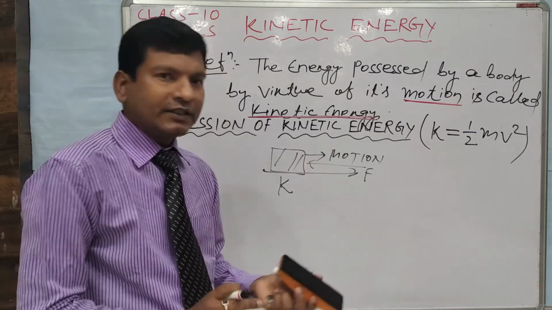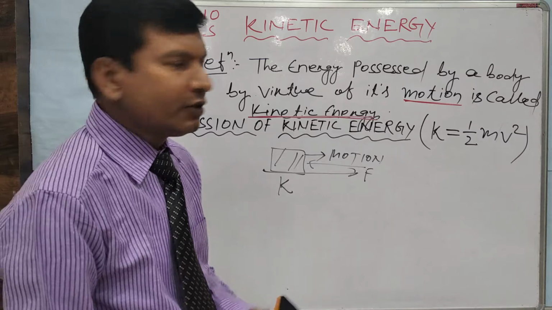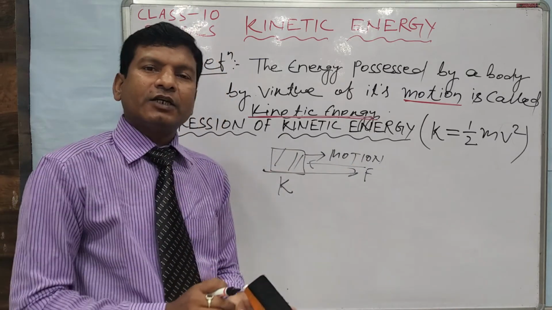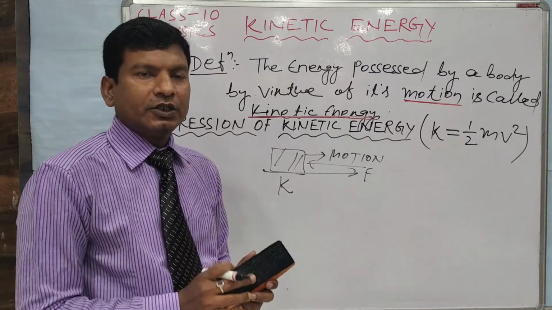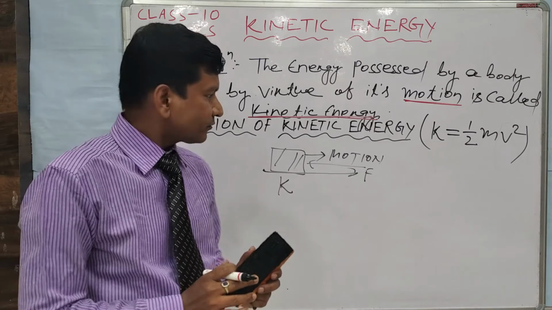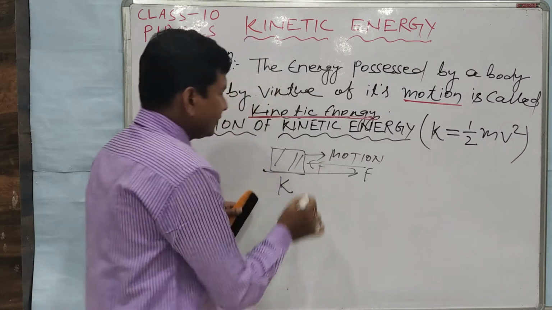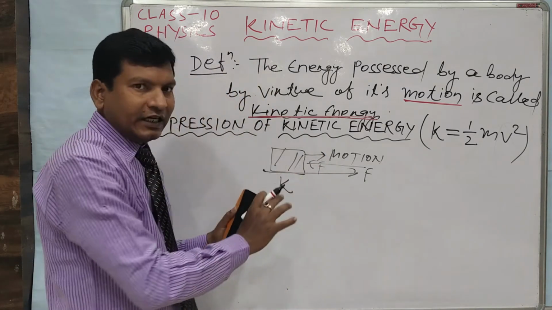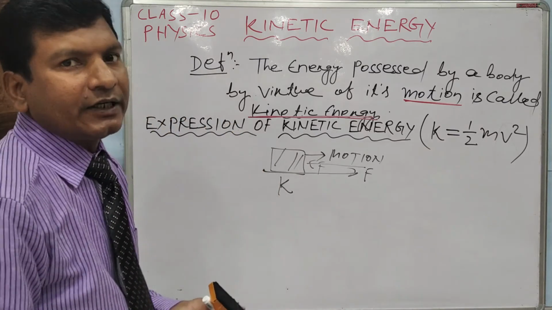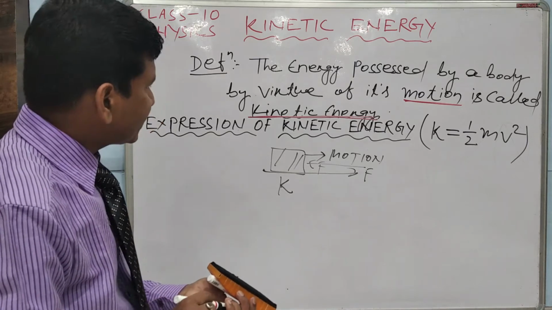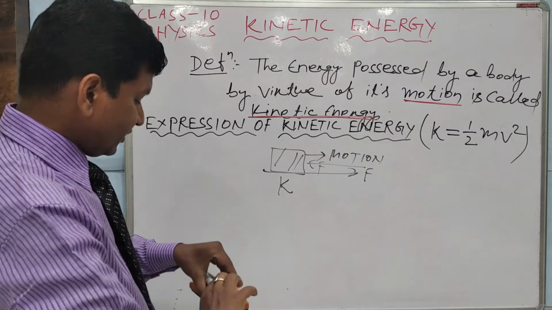In order to calculate this, we have to apply one opposing force, one resistive force, in the opposite direction of the motion of the body. Therefore the body will come to the rest position, or the velocity of the body will become zero. If you apply a force, the body will cover some distance during that time, and the work done by this opposing force is the measure of the kinetic energy of the body. Let us derive the expression of kinetic energy, that is K equals half mv square. Just see the derivation, all of you.